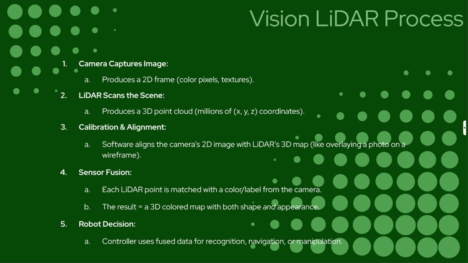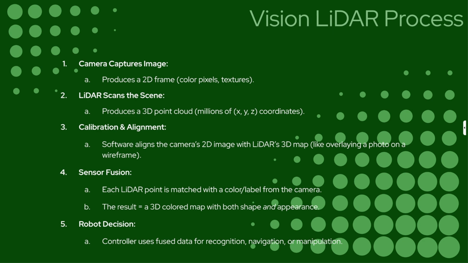So this slide is just breaking down how vision and LiDAR data all come together. First, our camera is going to capture the image. So we're producing a 2D color frame that has textures and labels. Our LiDAR is going to start scanning. We're generating our 3D point cloud on an XYZ coordinate. And then we have systems that will calibrate and align these. So we're taking the image and overlaying it over the 3D LiDAR model. So we're overlaying a photo over a wireframe pretty much.